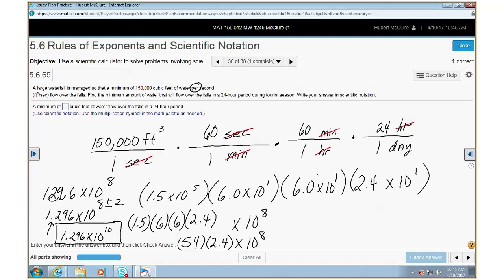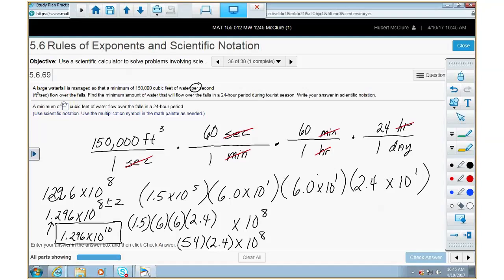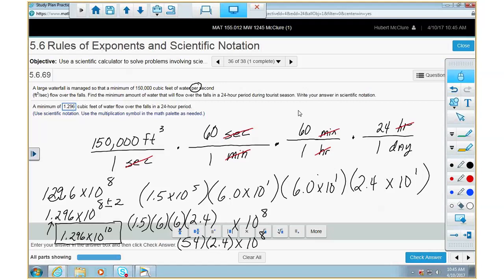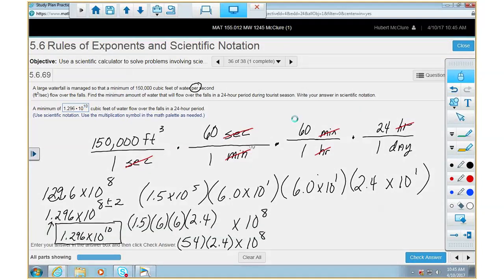What does it say to punch it into? Scientific notation. So that would be 1.296 times 10 to the 8th power. We feel good about ourselves.